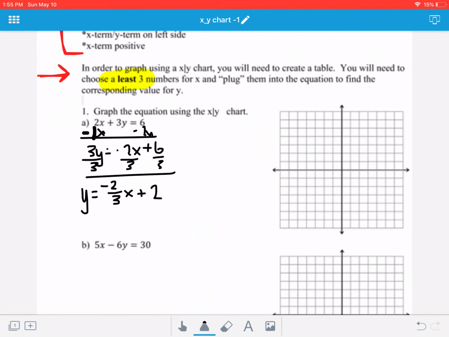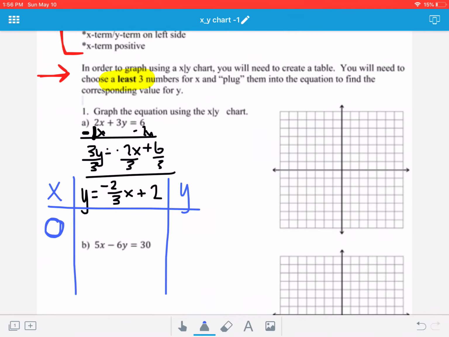When you make your T-table, your chart, what I tend to do is put my x's over here and my y's on the right side. We're going to pick 3 x values and list them here. The best one to pick is 0. So what I'm going to do is substitute my 0 in for the x in the equation above that I have, in this equation right here.